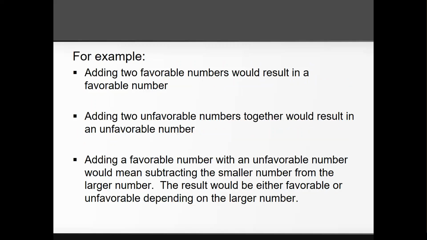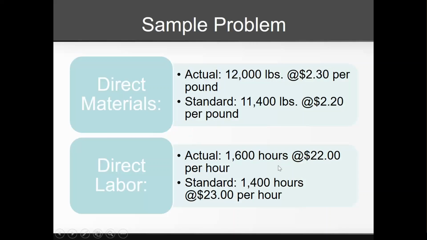So let's look at a sample problem. For direct materials, we'll assume our actual was 12,000 pounds at $2.30 per pound, compared to a standard of 11,400 pounds at $2.20 per pound. And our direct labor, actual 1,600 hours at $22 per hour, compared to a standard of 1,400 hours at $23 per hour. When we look at the variances, we'll start with the direct materials.